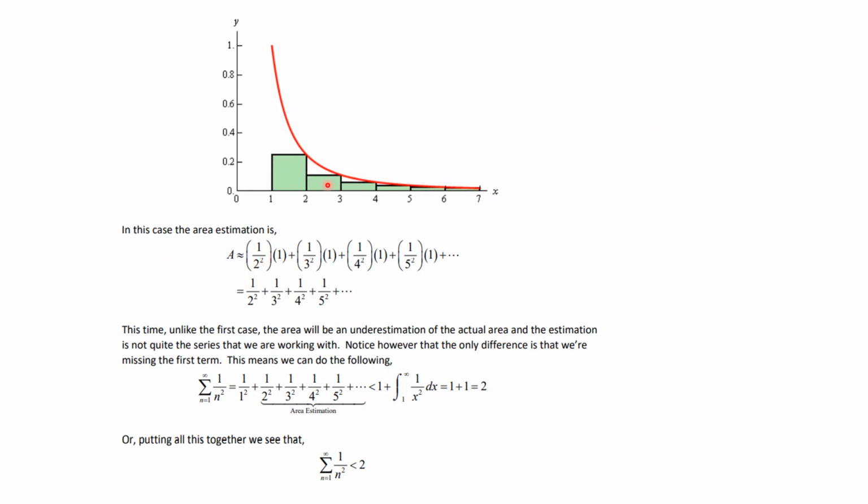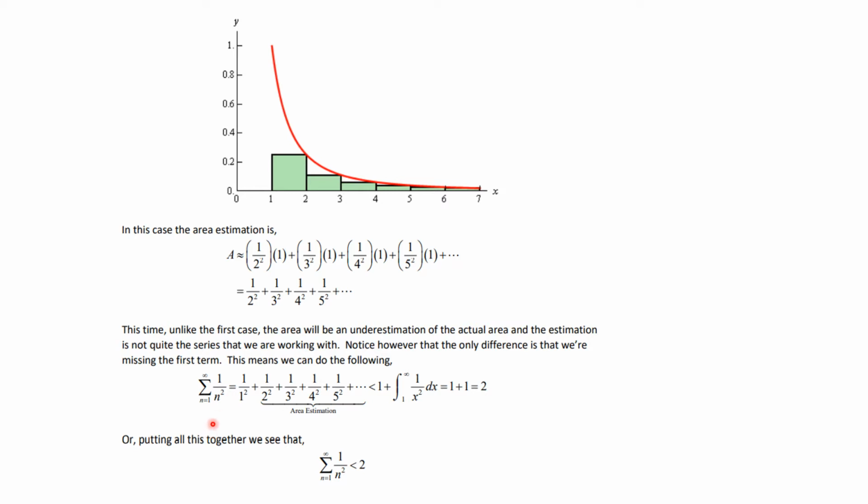Now the area is an underestimate, or excuse me, the rectangles are an underestimate of the area. But in this case, the area is approximately equal to 1 over 2 squared plus 1 over 3 squared. Again, we're taking units here, so that makes the calculation very easy. So you see that the area is approximately 1 over 2 squared plus 1 over 3 squared plus 1 over 4 squared, 1 over 5 squared, and so on and so forth.